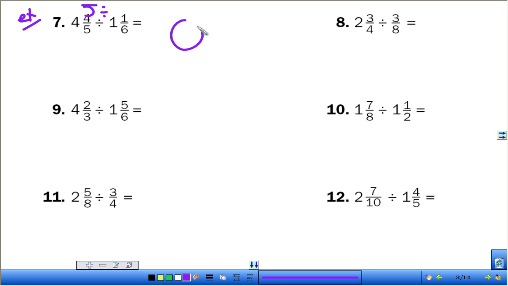If I were to draw this out, we have 1 whole and 1/6. Is that closer to 1 or 2? 1. We have 1 whole and then just a tiny bit more. What's 5 divided by 1? 5. So our answer should be somewhere around 5.